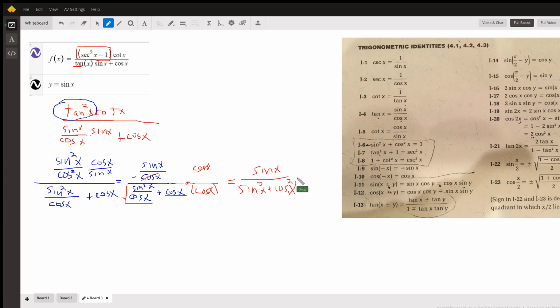And finally, sine squared plus cosine squared is always equal to 1. No matter what values of x you put in there, that's identity 6. So you get sine of x over 1, which is just the sine of x. That's your answer.